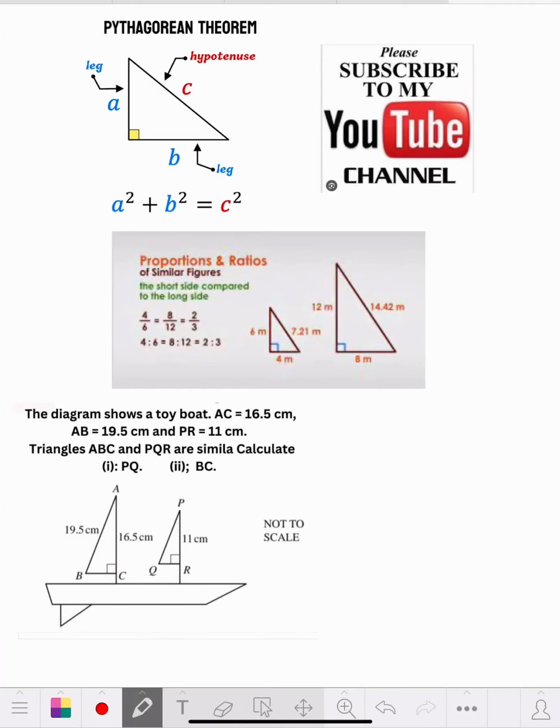The problem I found online today is a pretty neat one. The diagram shows a toy boat. I kind of like boats. They tell you all kinds of things about the boat. What they're saying is that the two sails of the boat, ABC and PQR, are similar. So they want you to calculate what PQ is and then what BC is.